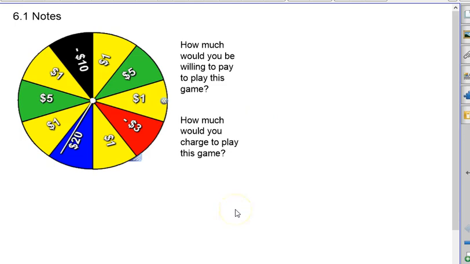So to do this, we can create the probability distribution of a random variable. A random variable is just a variable that takes on values based on random chance. So in this case, we're going to name the variable x and say x is equal to the amount you win.